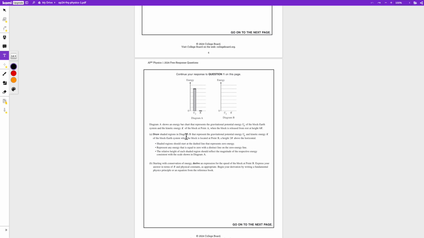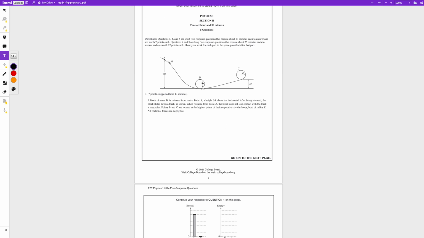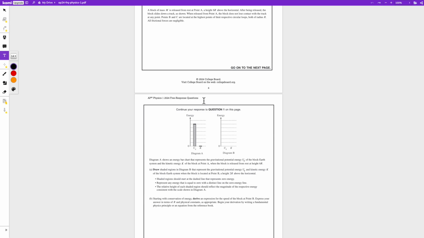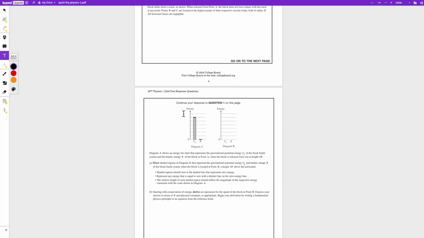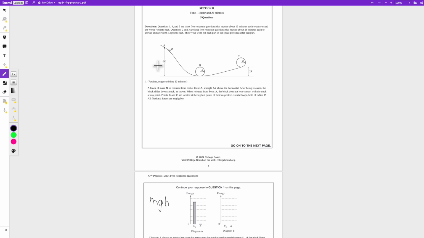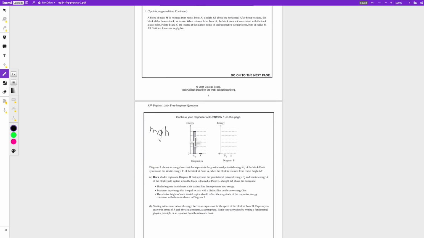It's asking us to draw shaded regions in this diagram that show the potential and kinetic energy when it's at point B. So point B is here and it's 2r because you have radius here, diameter is 2r. So let's think about how we can do this. We know the equation for potential energy is mgh. We know we're 6r above the ground and we have 6 bars. So if we're going to be at 2r above the ground, that must mean that we must have 2 bars. Because remember, the equation is mgh, we're now at a height of 2.